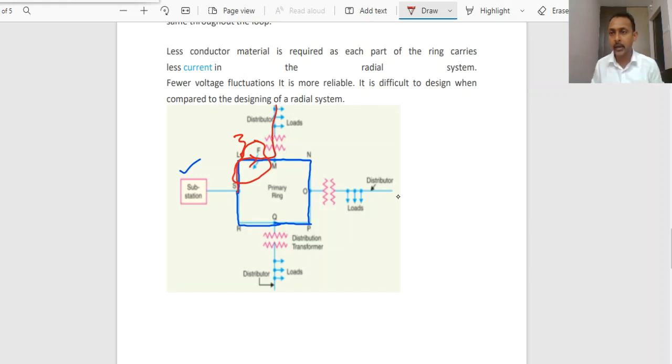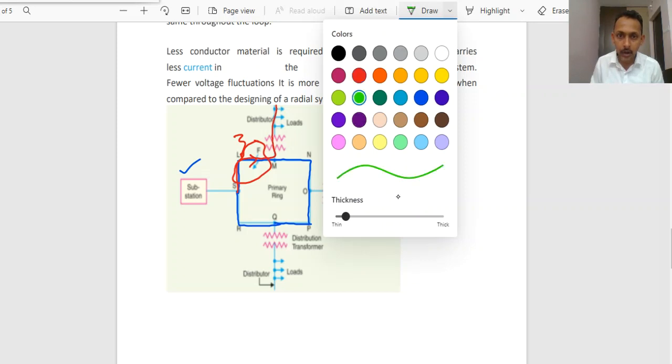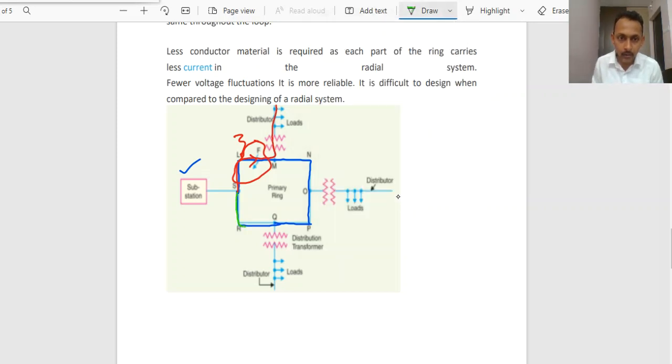If any abnormal condition or fault has occurred on this path, now the power can be delivered using this path: S, R, Q, P, O, N, and like this it can be served. So continuity and reliability will be more, it is more reliable, and voltage fluctuations will also be less. But the difficulty is, it is difficult to design compared to the radial system. The advantage is, if a fault has occurred on any one section, through another section, another path, the power can be supplied.